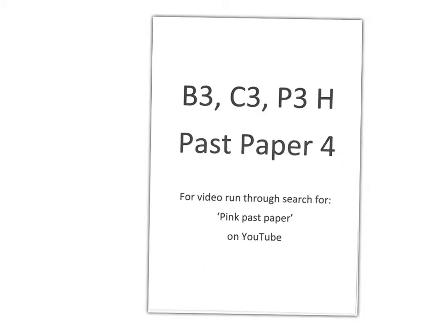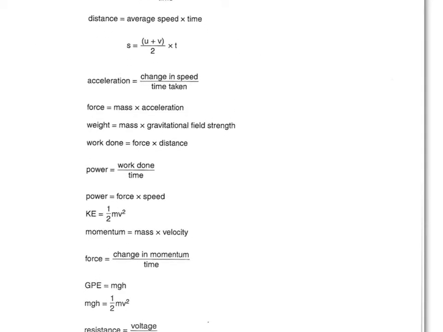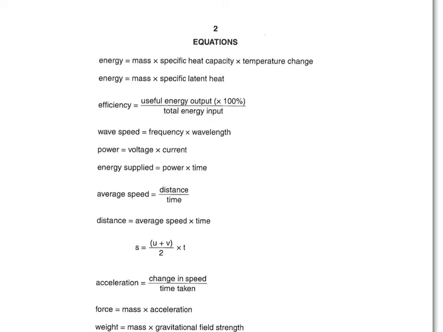So this is the B3C3P3 higher past paper 4 run through. Remember that you have this equations table in the front of your paper all the time. So in the physics section in particular, there's a lot of marks that can be gained just by making sure that you look up the correct equation.